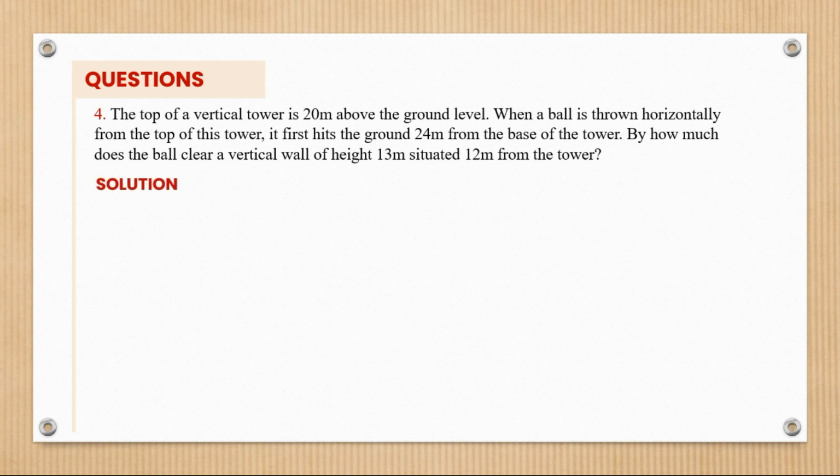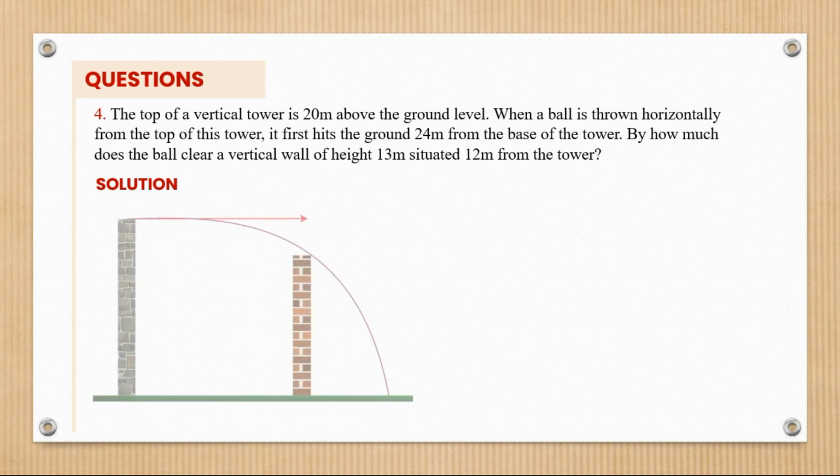Alright, so let's first sketch this and see how it will be represented. This is basically what we're looking at. We're looking at the ball being projected from this vertical tower right here, and as you can see it moves, and it narrowly clears a certain wall, this vertical wall that we're looking at. We can see that our initial velocity is unknown, so we're going to label it as u, and the height of the vertical tower from which it's being projected is 20 meters as given in the question.